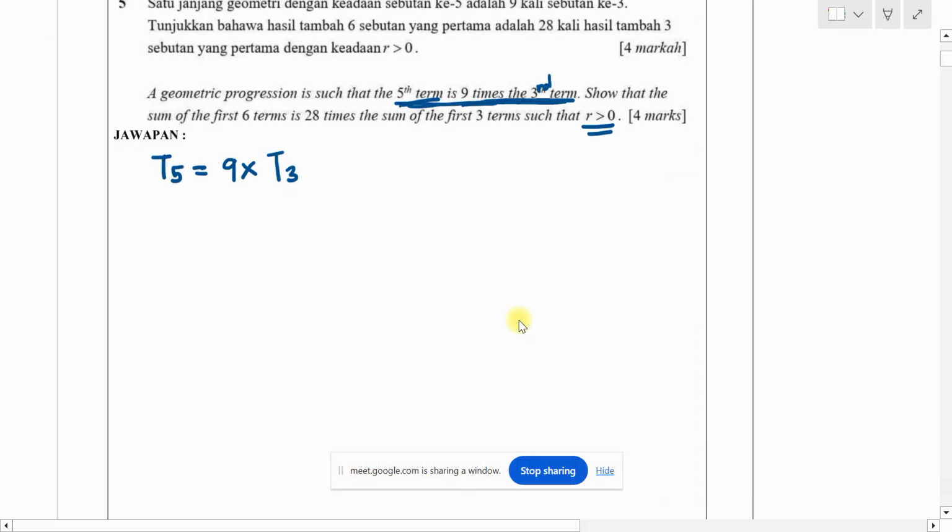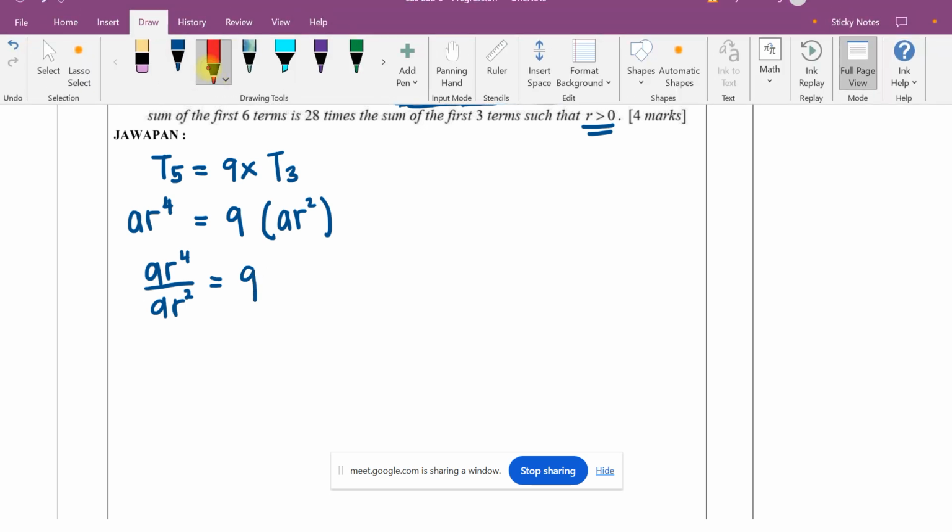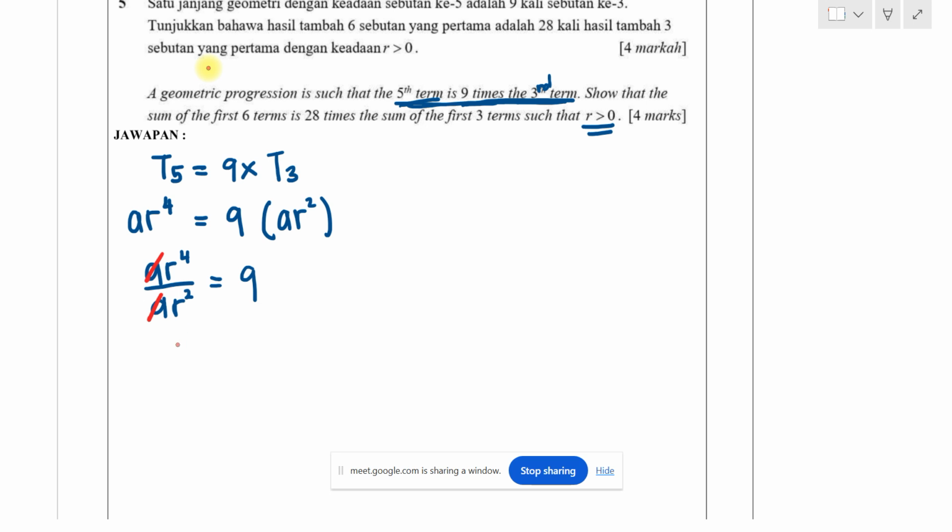Okay, right. So T5 is AR power 4, equals 9 multiplied by T3, which is AR squared. Right? So now bring AR squared over and divide. We will get something like this. So what we shall do, A cancels A, you get R squared equals 9.